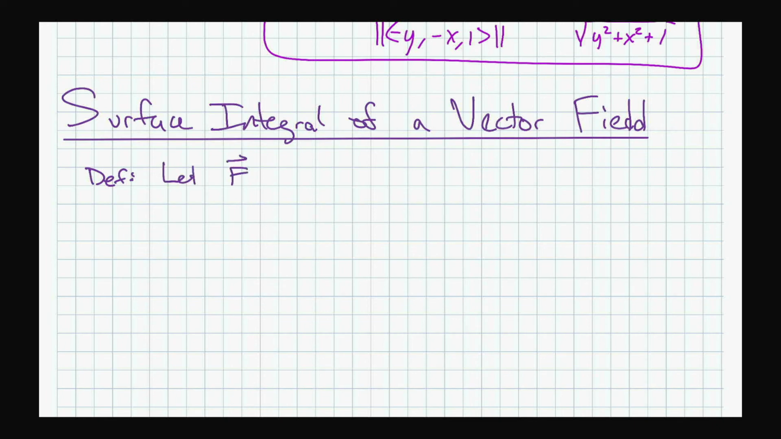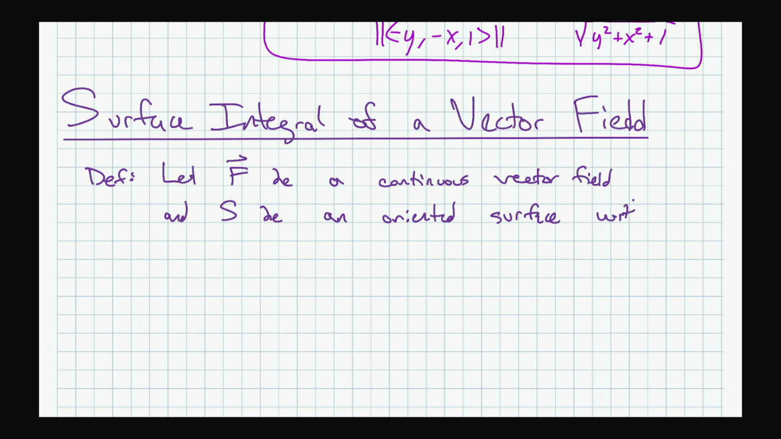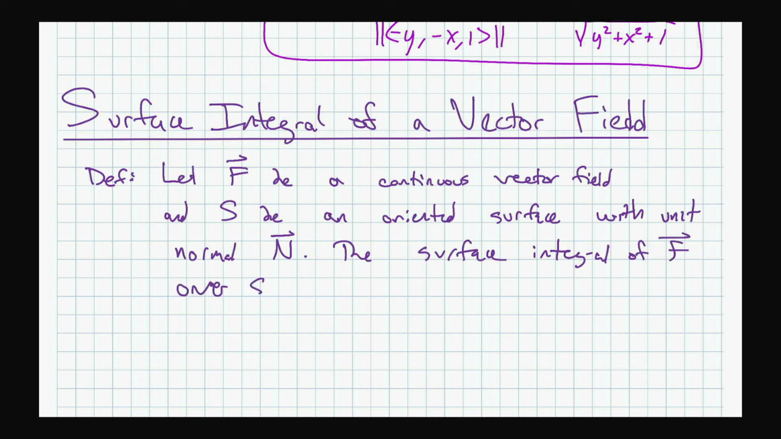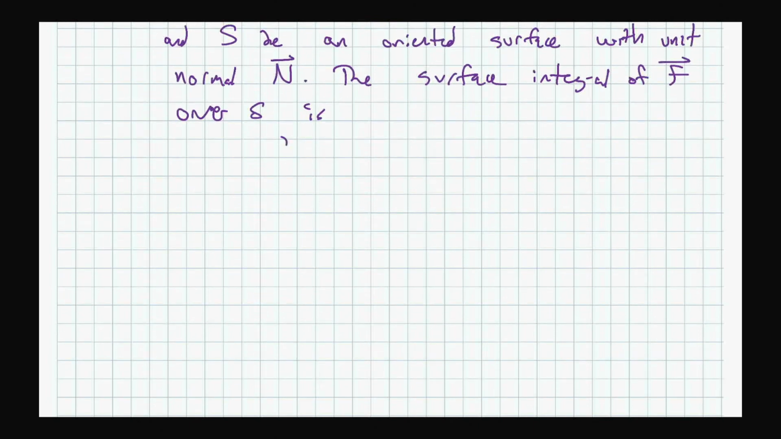Let F, vector field, not a little f, be a continuous vector field with a domain that contains S, and S be an oriented surface with unit normal capital N. The surface integral of F over S is, so how does it look? Double integral over S, and then it's F dot dS.